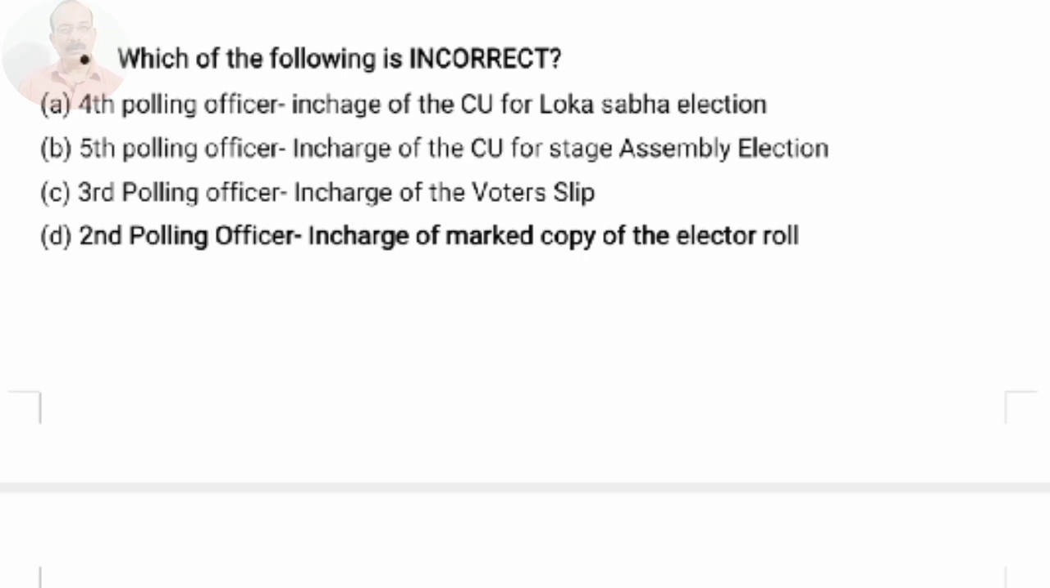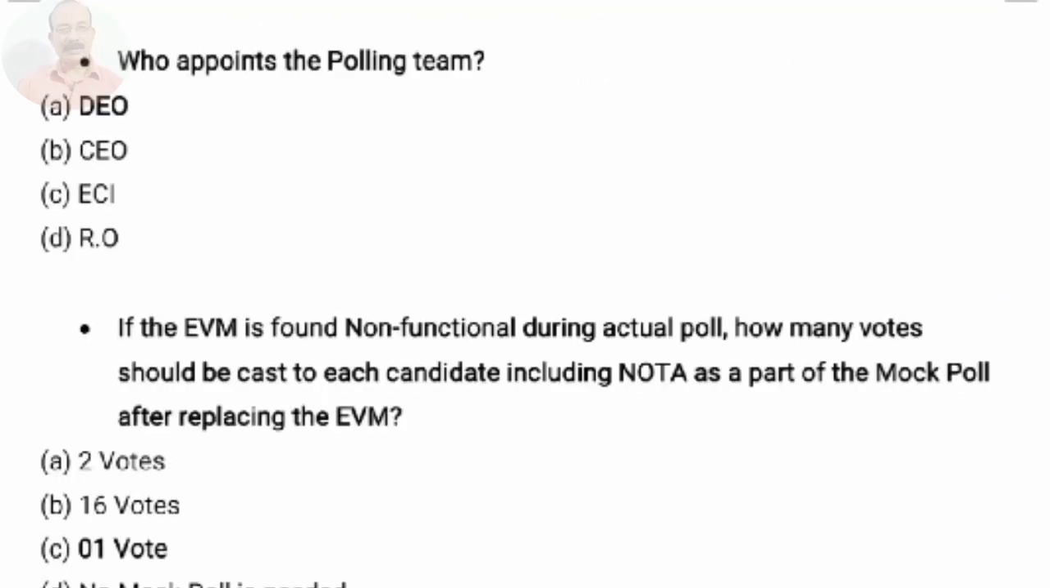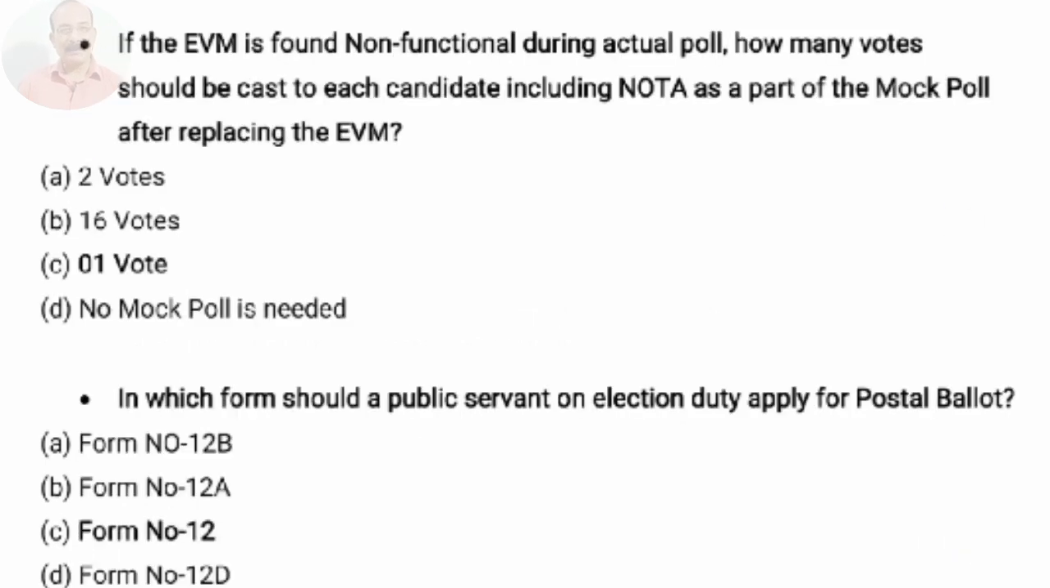Which of the following is incorrect? Option D, second polling officer in charge of marked copy of the electoral roll. Who appoints the polling team? DEO, District Election Officer. If the EVM is found non-functional during actual poll, how many votes should be cast to each candidate including NOTA as a part of the mock poll after replacing the EVM?